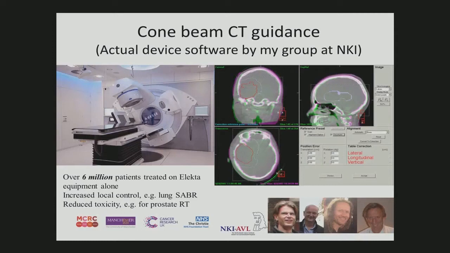And that's software that I wrote with my colleagues at NKI. We licensed that to Elekta, which is one of the two big vendors of treatment machines. And the estimate is that more than 6 million patients have been treated with that particular bit of software.